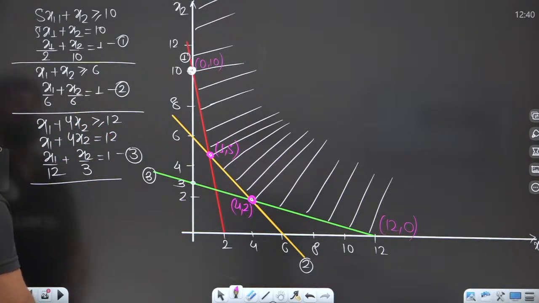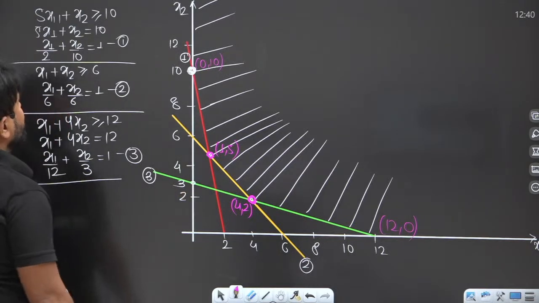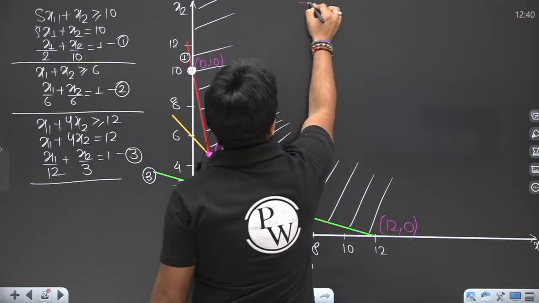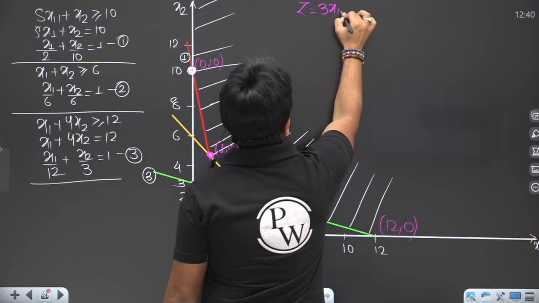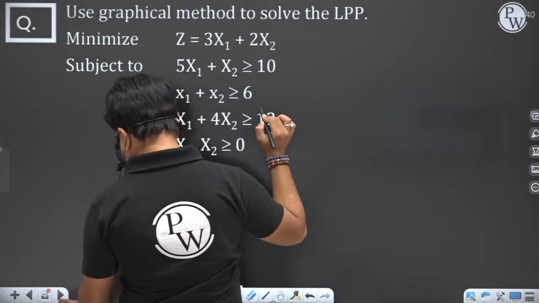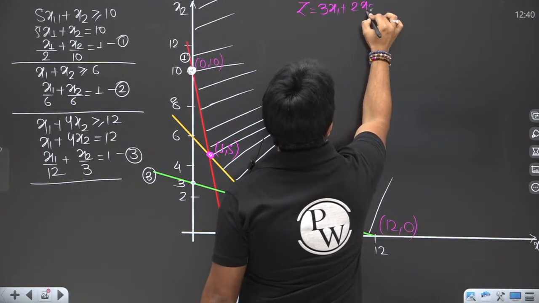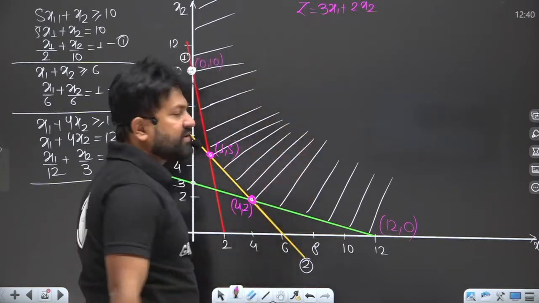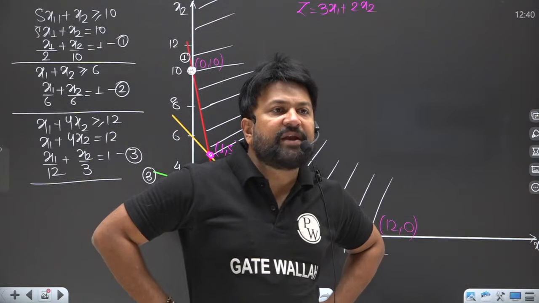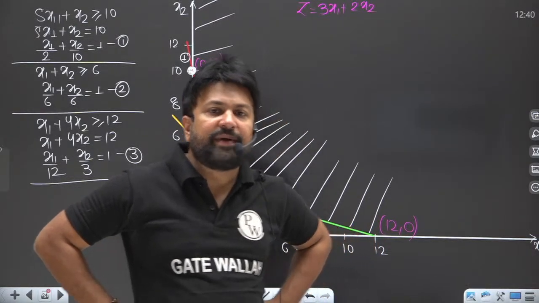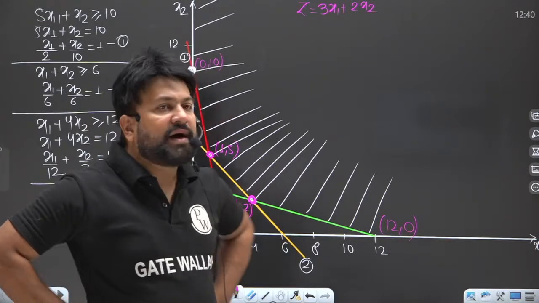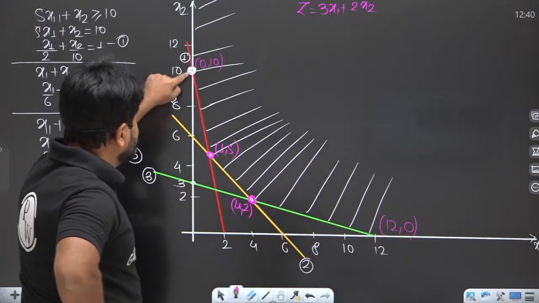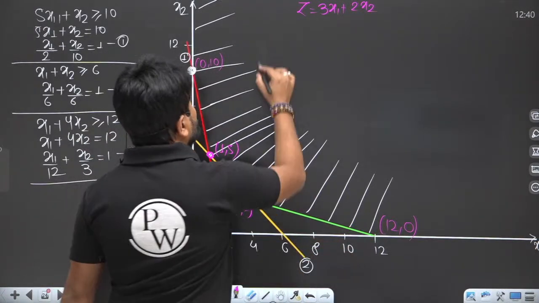How? My dear, at 1 comma 5 you will get the minimum. What is the objective function? Z equal to 3x1 plus 2x2. So first of all, the feasible solutions. Tell me, how many feasible solutions are there? 1, 2, 3, 4. Four feasible solutions are there.